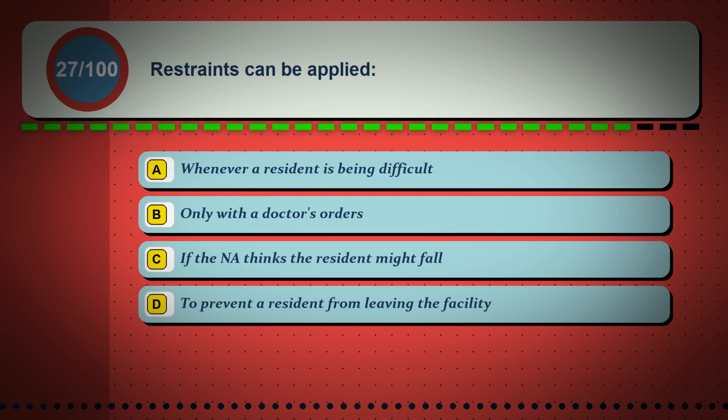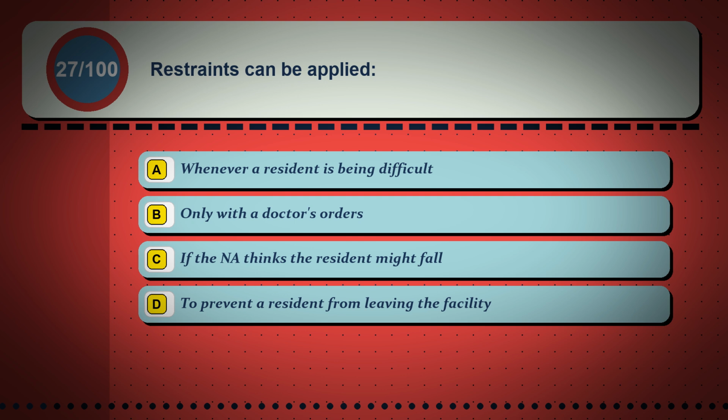Question 27. Restraints can be applied. Option A. Whenever a resident is being difficult. Option B. Only with a doctor's orders. Option C. If the NA thinks the resident might fall. Option D. To prevent a resident from leaving the facility.